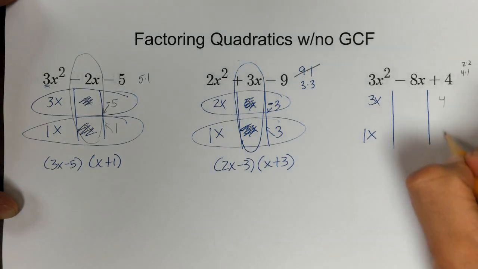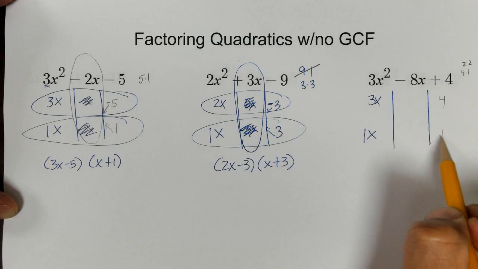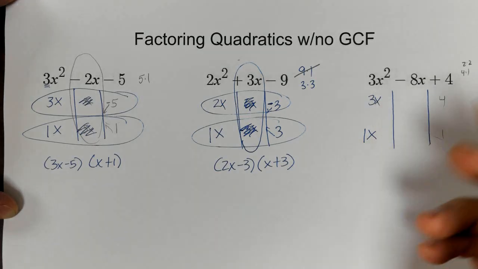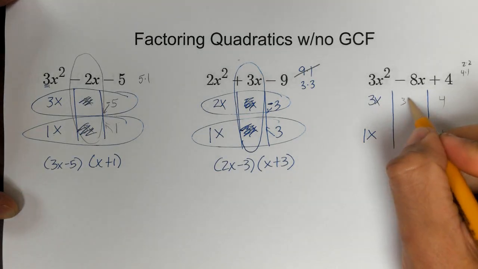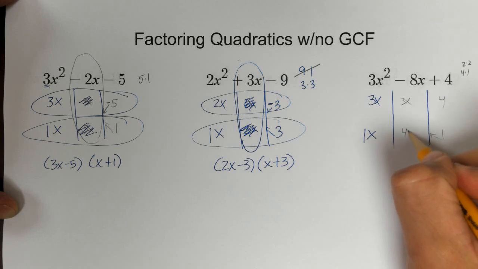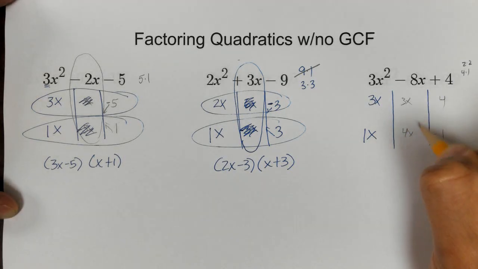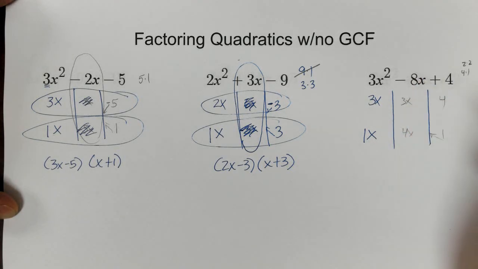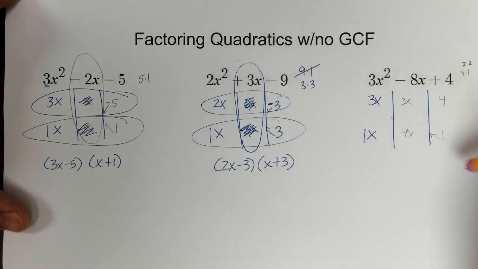If I have 4 times 1, when I cross multiply, I get 3x here in the top, and then I get 4x from here. When I add these or combine these, I get a 7. I don't get an 8. So let's try the other direction.